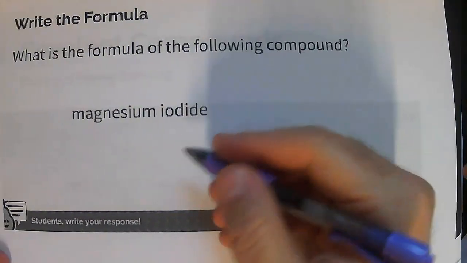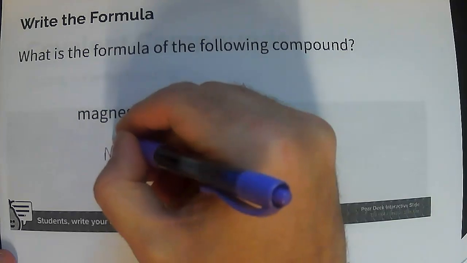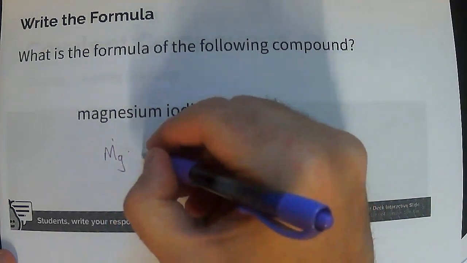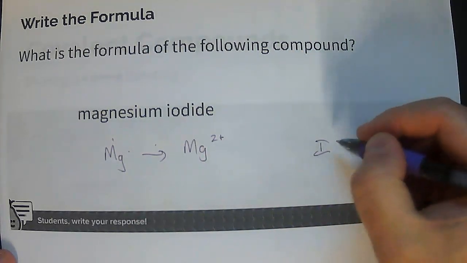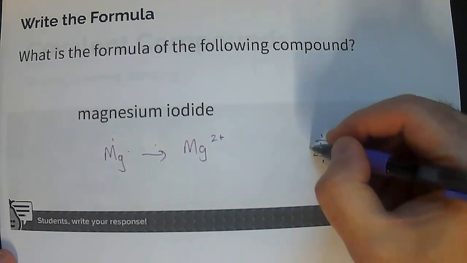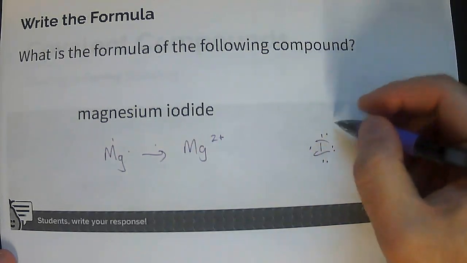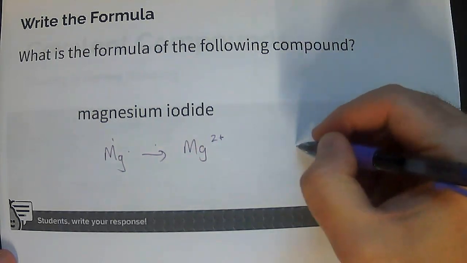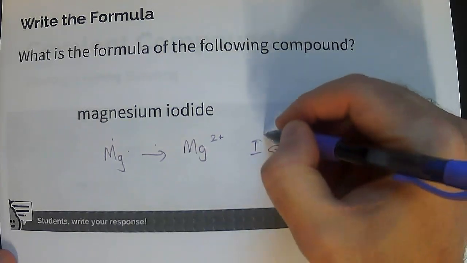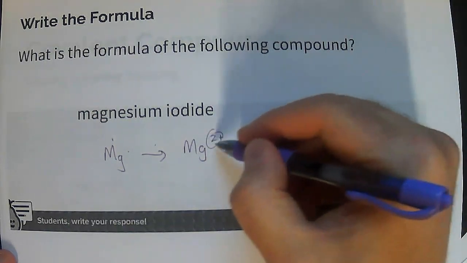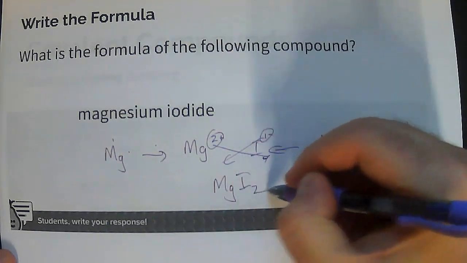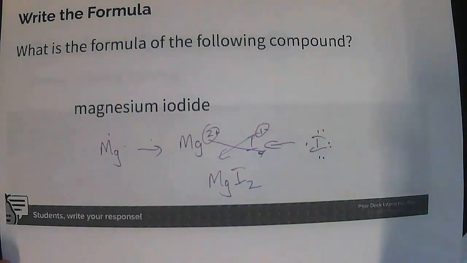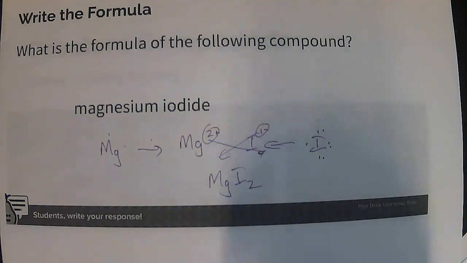So we're going to crisscross, and this is going to be Li3N. Magnesium iodide: Mg, 2 valence electrons, so this becomes Mg2 plus, and iodine, 1, 2, 3, 4, 5, 6, 7. This needs 1, so this is going to become iodine 1 minus. So let's crisscross, and we get MgI2. So that is what you need to worry about for writing formulas.